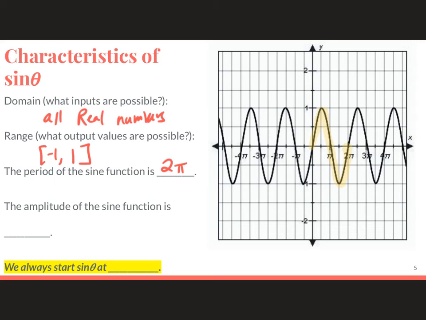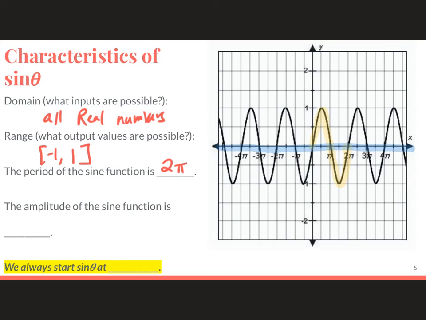Now my amplitude is asking me how far up does it go from my center line. So how far up does my function go from my center line? And so if I'm looking at this function of sine of theta, right, I see that my center line, or what cuts my function in half, is my x-axis over here. So let me just highlight that really quick.